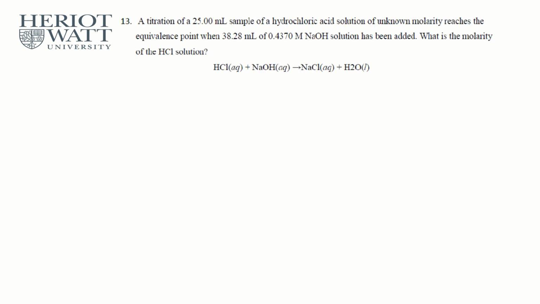Alright, let's move on. Okay, 13. A titration of a 25 ml sample of a hydrochloric acid solution of unknown molarity reaches equivalence point. Still remember? Neutralization done. When 38.28 ml of NaOH has been added. So this is the amount of NaOH added to fully neutralize this volume of hydrochloric acid, and the concentration of hydrochloric acid is still unknown, like the case just now. Good thing is they give you the equation is 1 to 1, so let's do this.